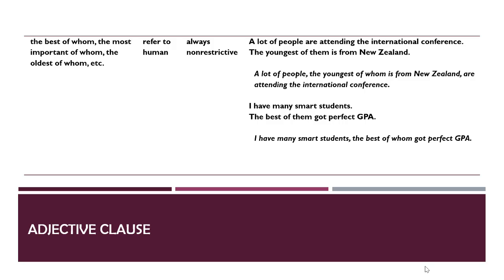"The best of whom got perfect GPA" describes the antecedent "many smart students." The adjective clause is attached directly to the antecedent that is described. In this case, "the best of whom..." as the adjective clause is always non-restrictive, so a comma is needed. I have many smart students, the best of whom got perfect GPA.